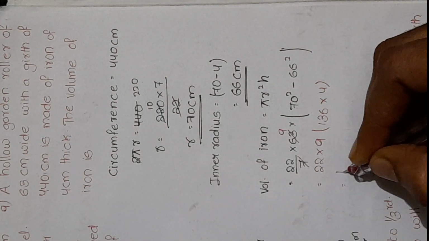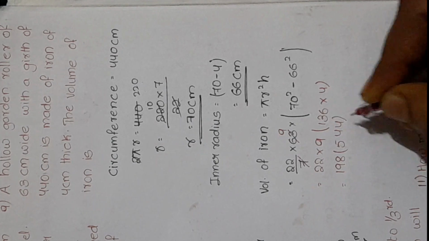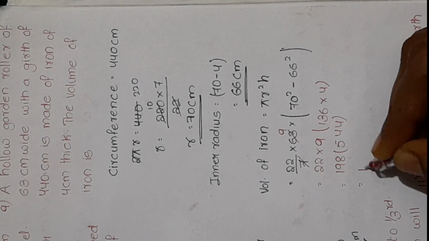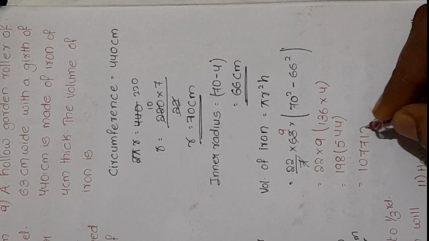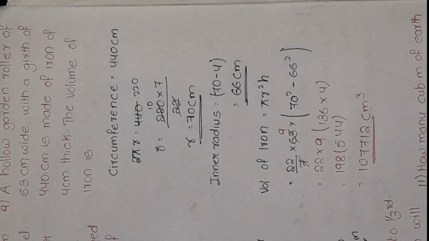22 into 9 is 198. 136 into 4 is 544. On multiplying these two values, we get 107712 centimeter cube. This is the volume of the iron.